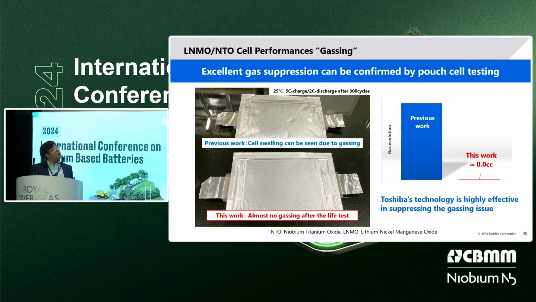This picture shows a comparison between previous work and this work. As you can see here, after the cycling test, cell swelling can be seen due to gassing in the previous work. However, in this work, almost no gassing can be seen even after the cycling test. And this figure shows the comparison of gassing amount during the cycling test. And this clearly demonstrates that Toshiba's technology is highly effective in suppressing the gassing issue.